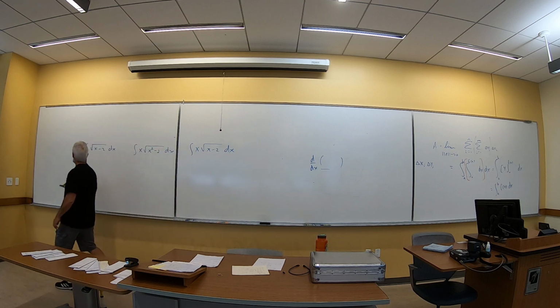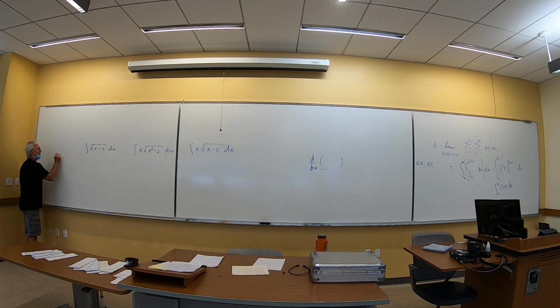Now, in the first one, this is a pretty simple one. We would say, let u equal x minus 2, so my du is just 1 dx. This is what is called a linear substitution. A linear substitution is always the easiest to perform because your chain rule factor is a constant. But it's not always the easiest to recognize.